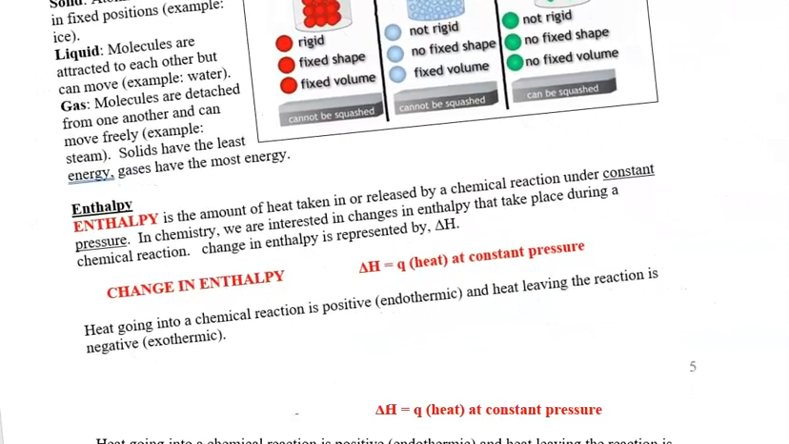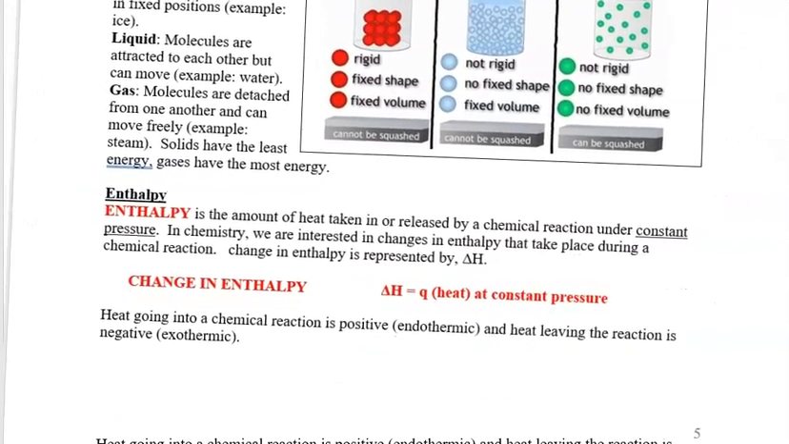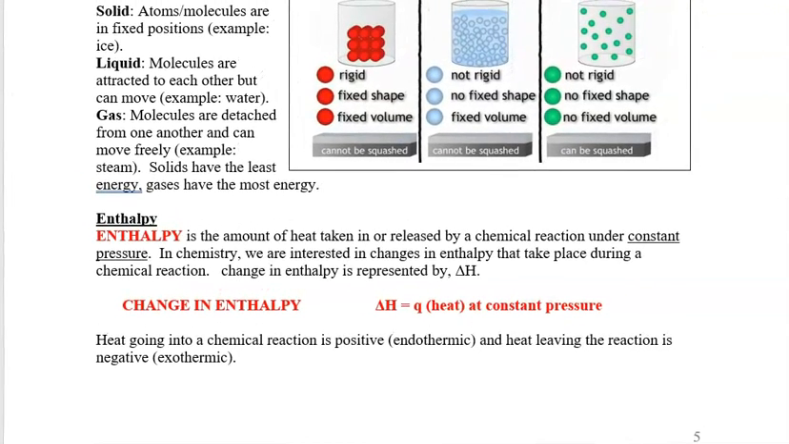Enthalpy. This is a key word to become familiar with. Enthalpy is the amount of heat taken in or released by a chemical reaction under constant pressure. Don't worry too much about the constant pressure. We're just going to assume that in almost every example that we give. In chemistry, we are interested in changes in enthalpy that take place during a chemical reaction. Change in enthalpy is represented by delta H. So change in enthalpy, delta H, equals heat at constant pressure.